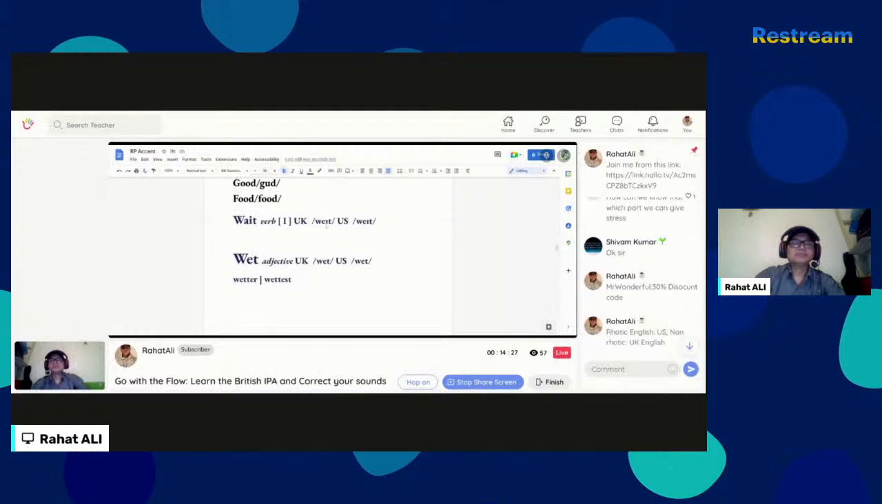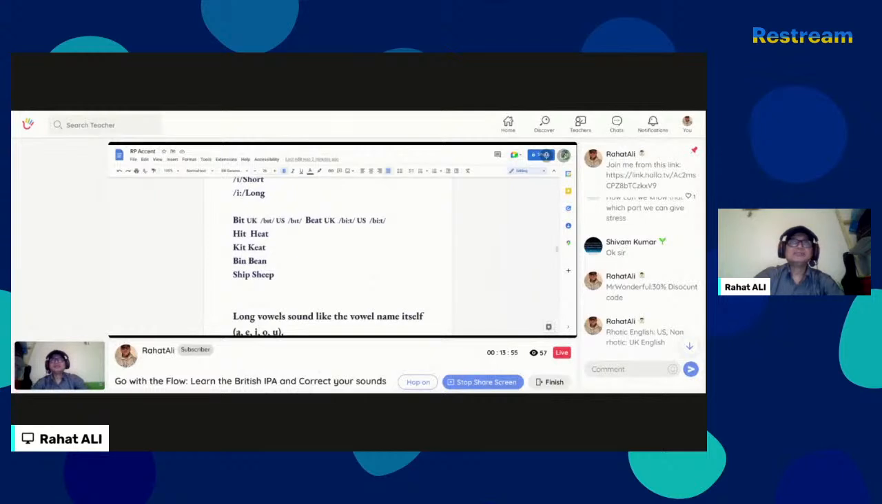Okay, so these are some examples. We practice short and long sounds. Short I and longer I sounds. Remember, this is the way you can understand. If there are two dots, that is longer. Some examples are like bit, bait, hit, heat, kit, kate, bin, bean, ship, shape. Remember, longer sound means you have to hold the ear a little bit longer, like bit, shorter, bit, we are prolonging by holding the breathing a little bit more.